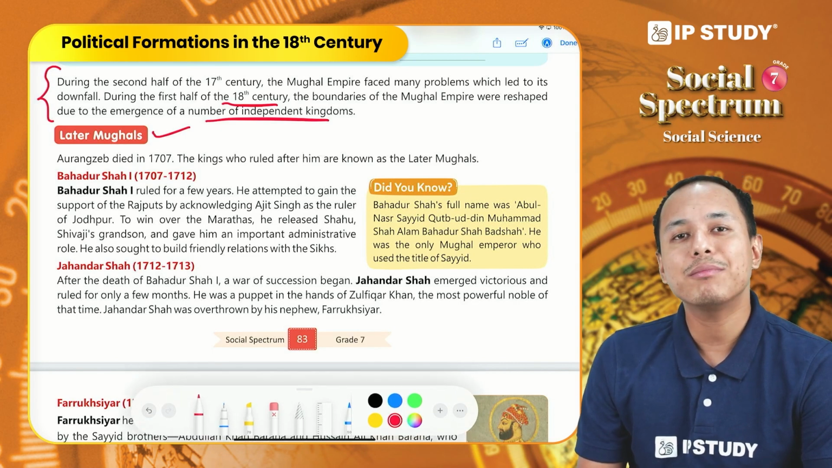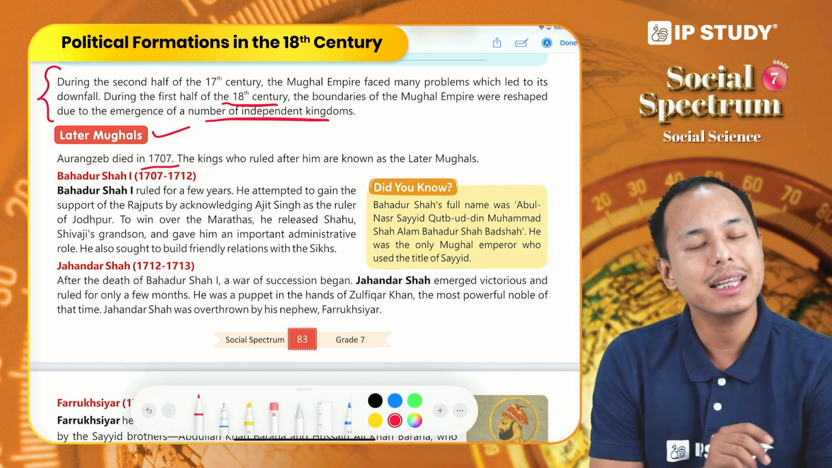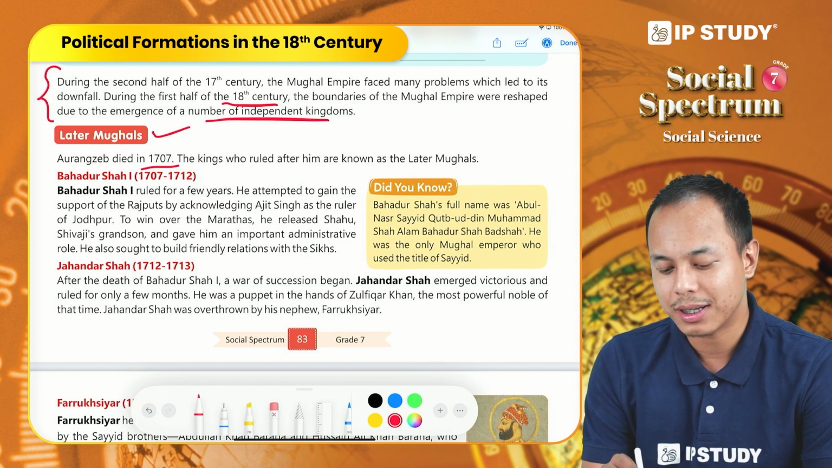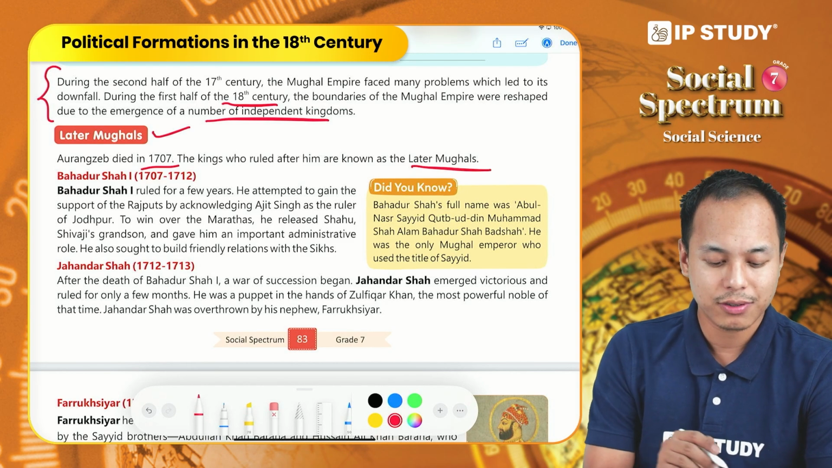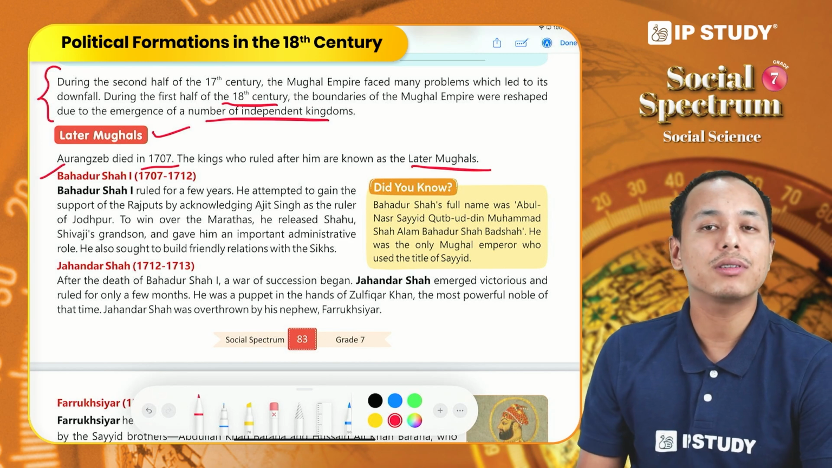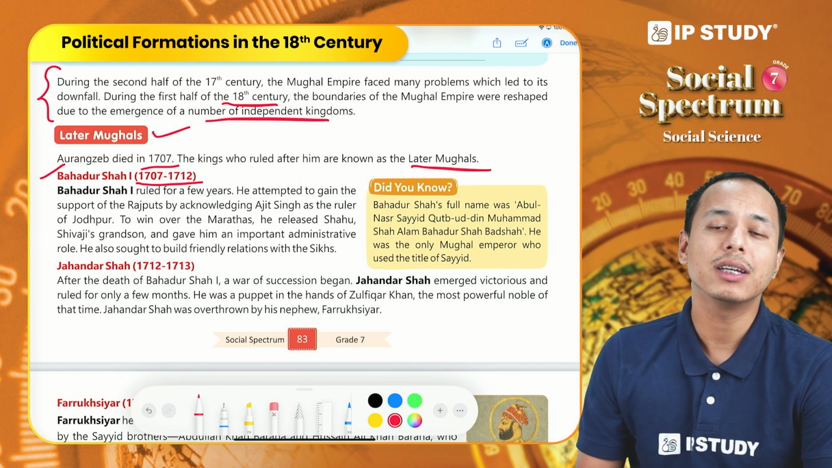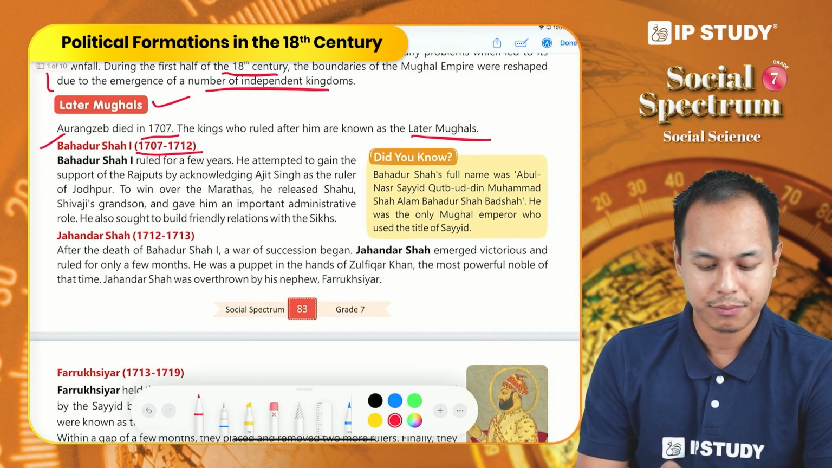So Aurangzeb died in the year 1707. So all the kings who came after him were known as the later Mughals. The first ruler was Bahadur Shah the First. He ruled from 1707 to 1712.